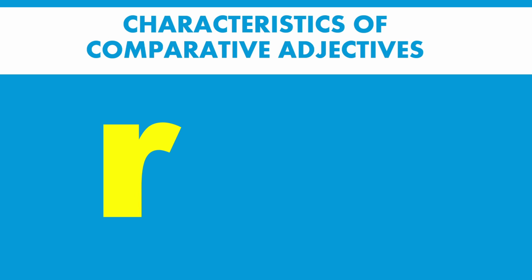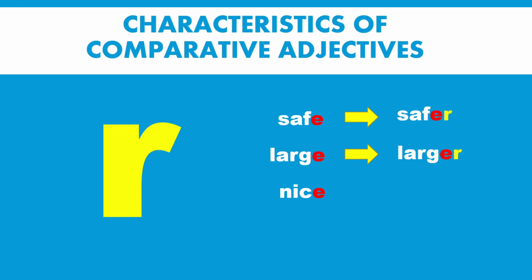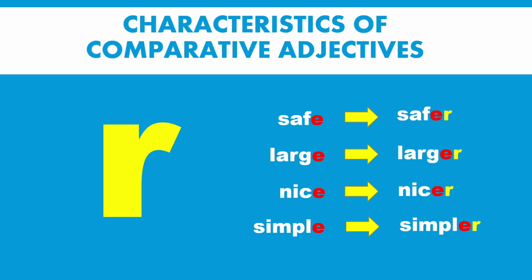Remember, most of the adjectives that end with E in the spelling, we will have to add R when they are transformed into comparative adjective. For example, safe ends with E. When it is converted into comparative adjective, it becomes safer. Same goes to large becomes larger, nice becomes nicer, simple becomes simpler.